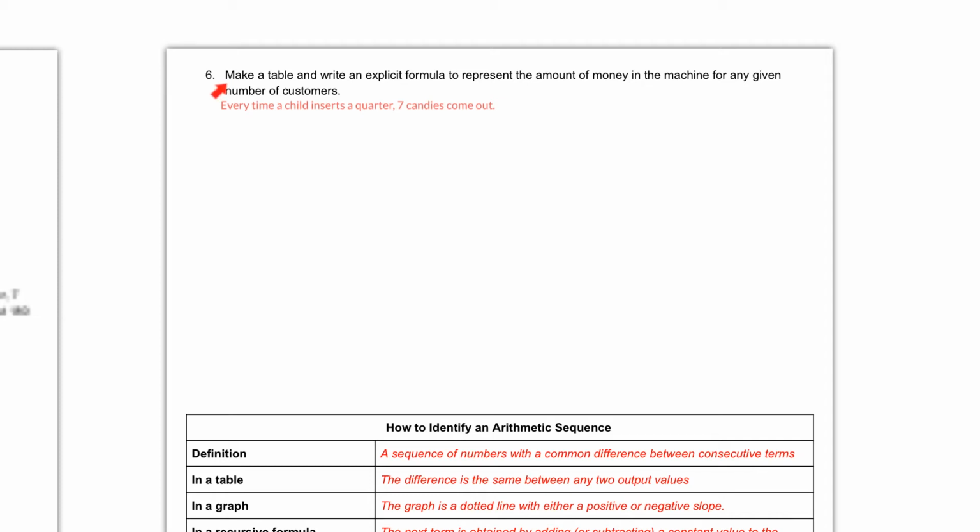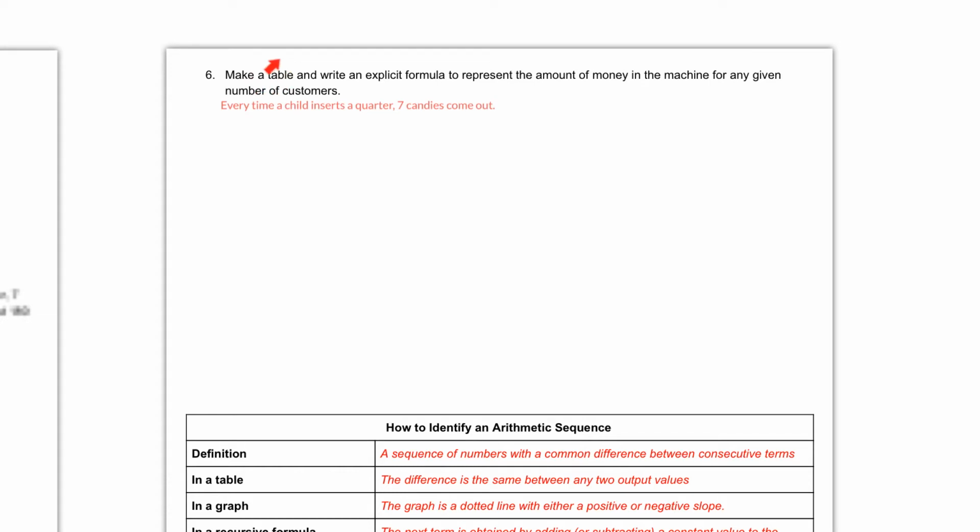Question number 6 says make a table and write an explicit formula to represent the amount of money in the machine for any given number of customers. So instead of looking at the pieces of candy, now we're looking at the amount of money. And so I typed in a phrase here back from the very beginning of the task that will help us with this. And that's the sentence that says, every time a child inserts a quarter, 7 candies come out.